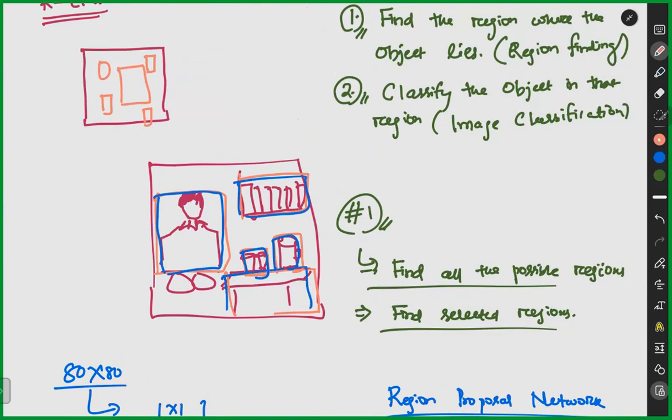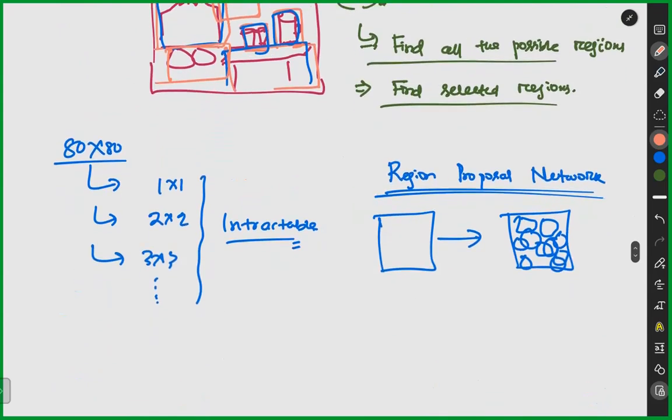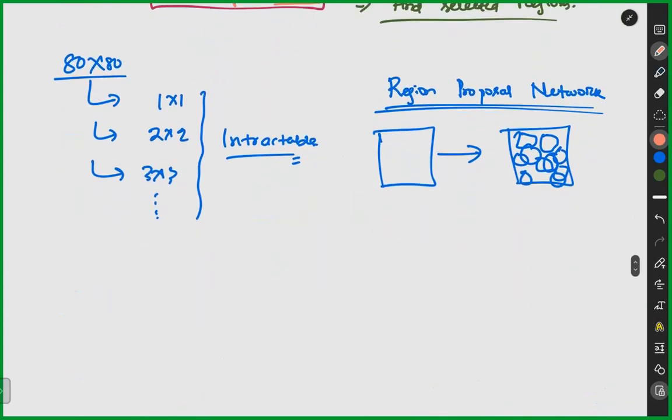There might be some wrong proposals as well. Like it might say that this might be an object, or head is another object, or this is another object. But we'll take all the regions, and we also have schemes to reject that okay, this region cannot be a proper region.